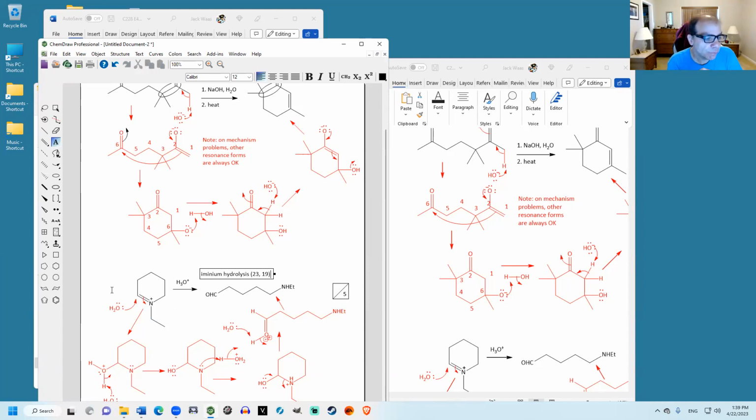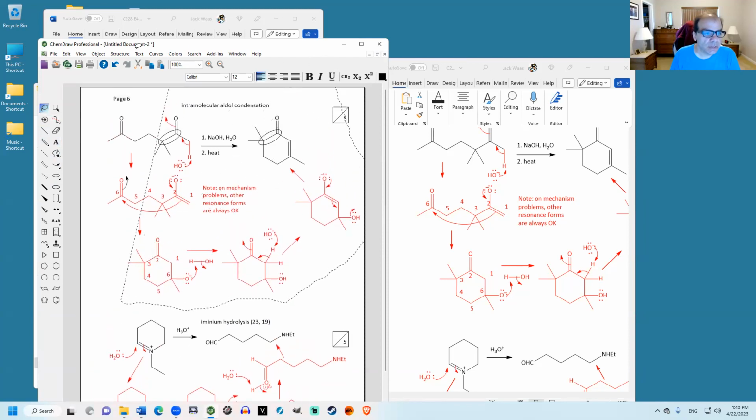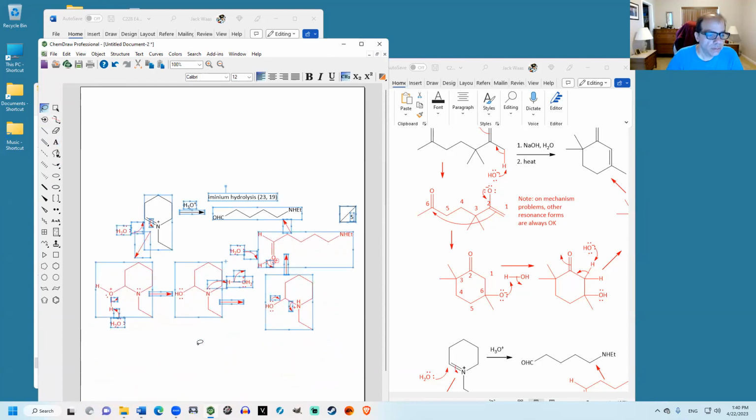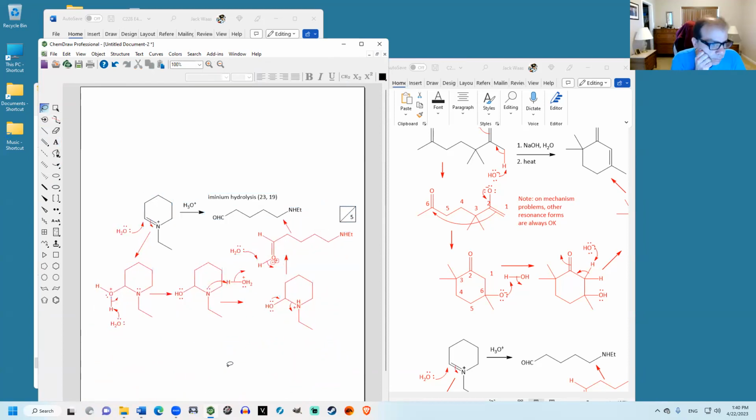So in the first step, instead of losing water as a leaving group, water attacks. It attacks the C double bond N. Instead of C double bond O, it attacks C double bond N. Very similar thing. And we get that next intermediate. Let me just clear some space. So that gives us this intermediate.